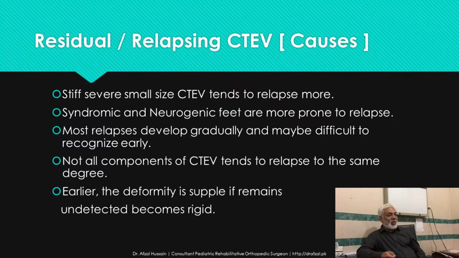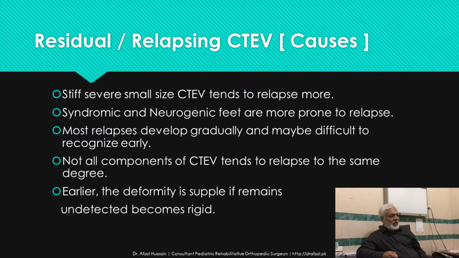So stiff, severe, small size CTEV tends to relapse more, and these kinds of feet are often referred to as atypical congenital talipes equinovarus. There is a variety within congenital talipes equinovarus apart from the idiopathic form. You will see feet of very small size where the cast is really loose, and the child comes again and again with the foot out of the cast. So these feet are usually called atypical, and we'll see an example of this atypical congenital talipes equinovarus. And other feet, those non-responsive to Ponseti casting, may be from the syndromic and neurogenic feet. They are more prone to relapse and they are more difficult to treat.